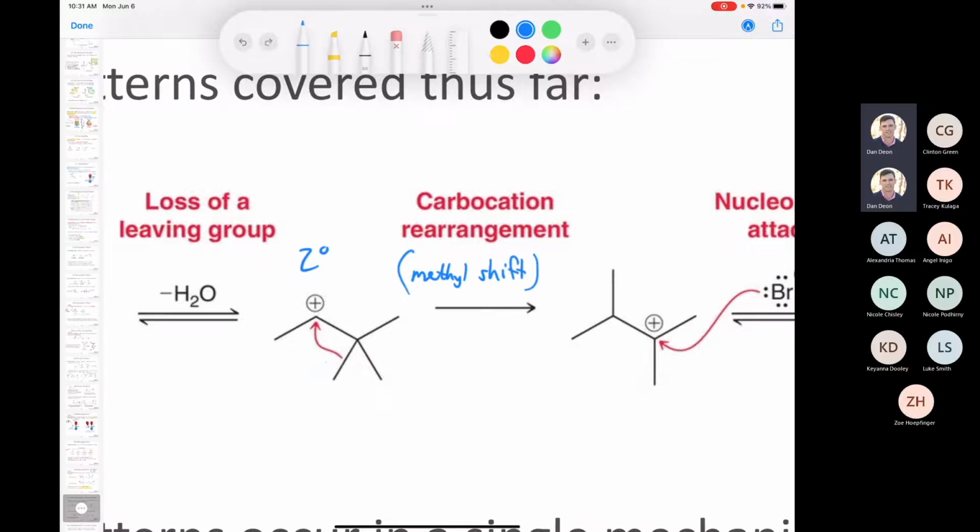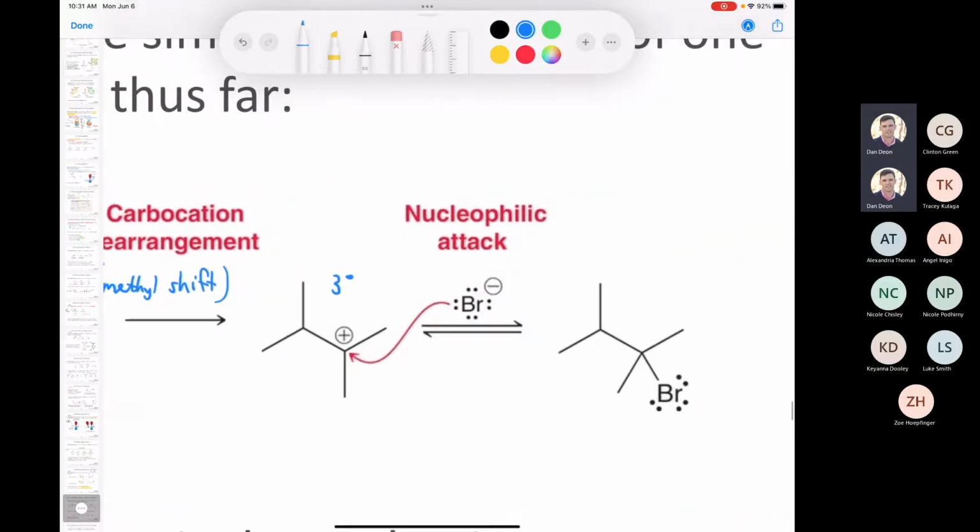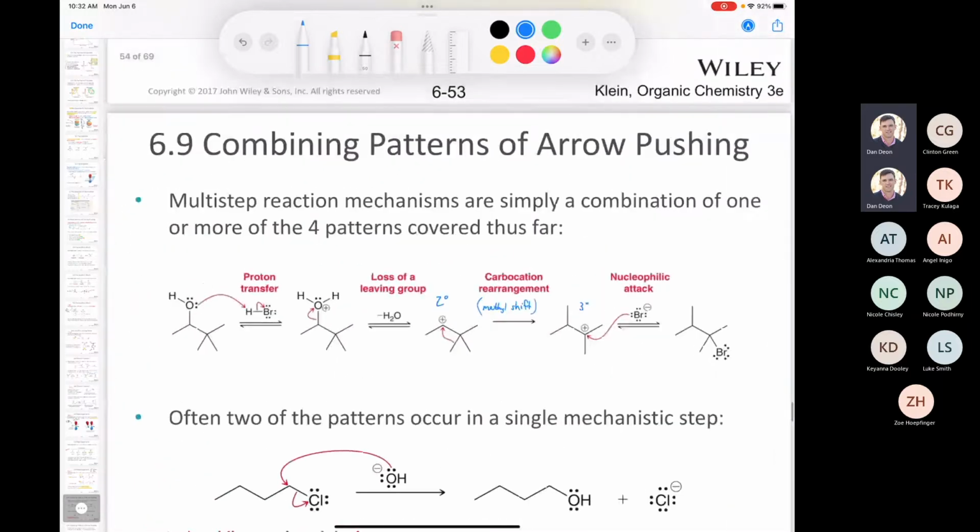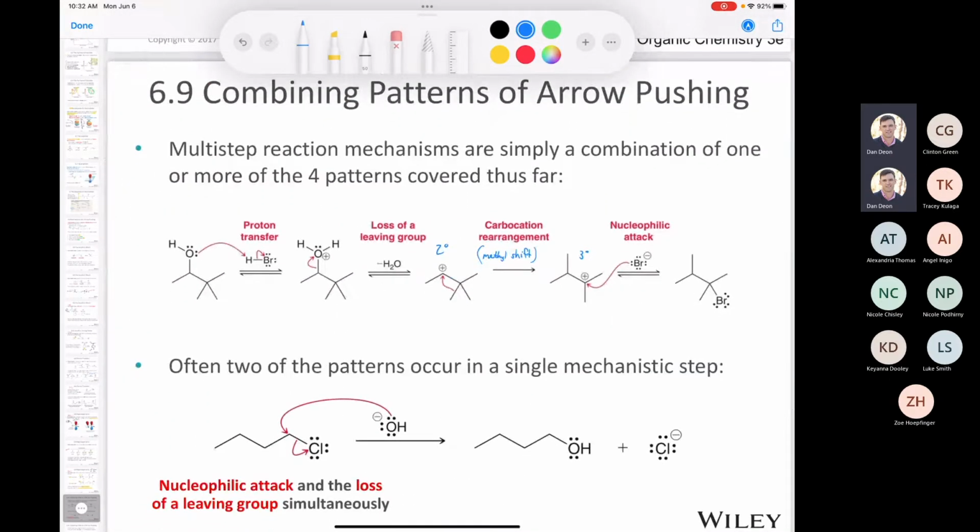This methyl moves over to make a tertiary carbocation, and then the bromide comes in as our nucleophile and does a nucleophilic attack, and there you have it. And not all reactions that we're going to look at will involve every single type of pattern. Some of them might only involve one or two, okay?